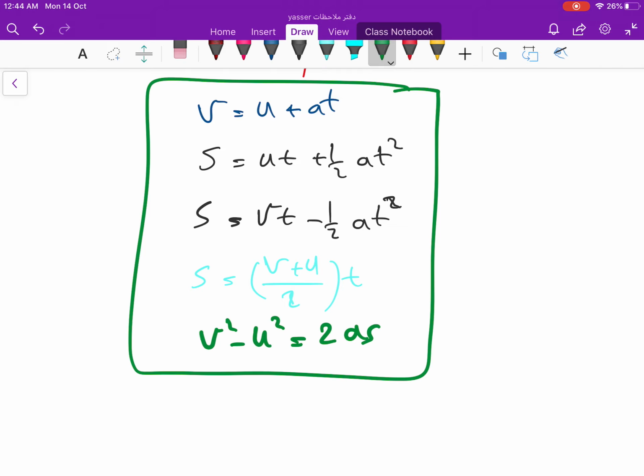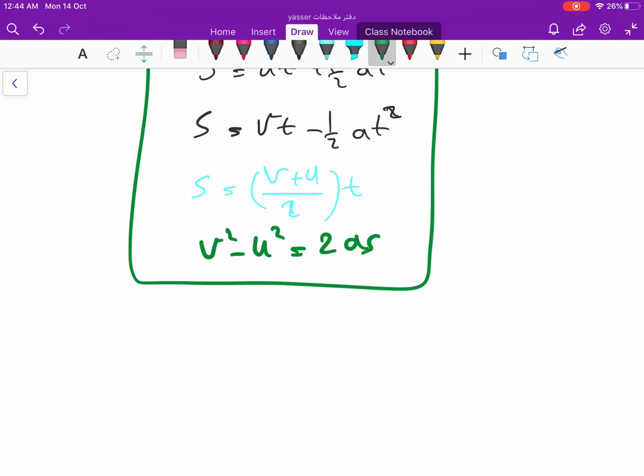We are going to use them in solving problems related to an object moving with constant acceleration, or uniformly accelerated motion. We are going to stop here, and we are going to take a lecture for practicing how to solve problems related to uniformly accelerated motion. Okay guys, until I meet you, I wish you all the best.